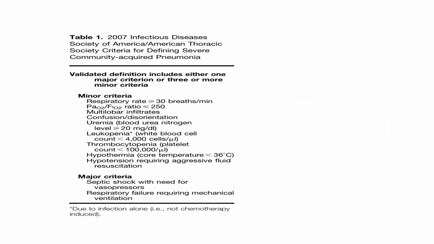So IDSA has made things very simple for us. They said, according to the IDSA, community-acquired pneumonia is severe if it satisfies the major criteria, like septic shock with the need of vasopressors and respiratory failure requiring mechanical ventilation. And with the other minor criteria according to IDSA, if these two criteria are present, then no doubt we have to shift the patient to the ICU because it is severe.